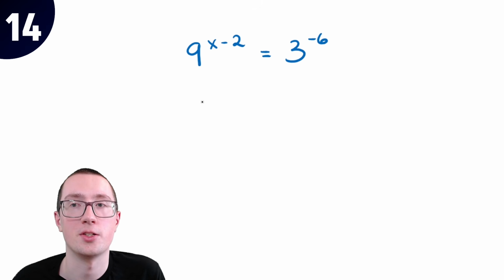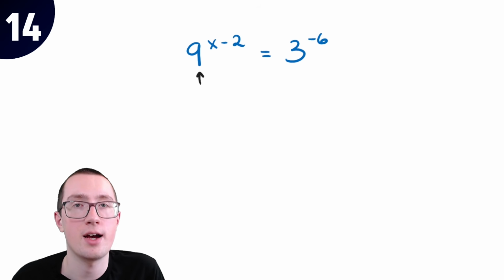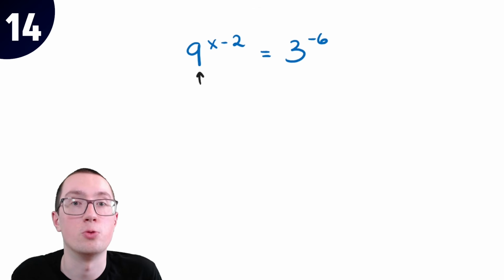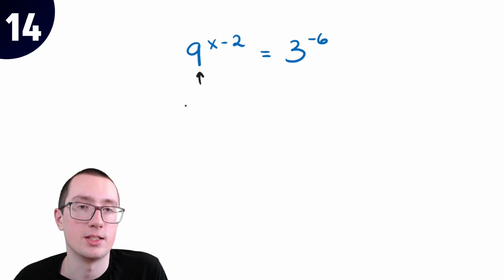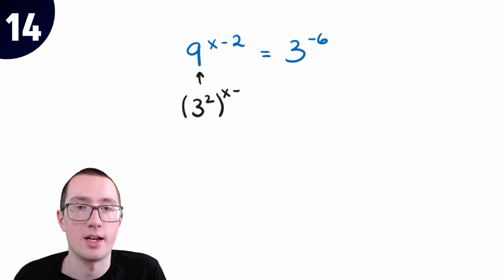So instead, what we can do is force the bases to be the same number. So let's think about the number 9 here, right? How can we turn the number 9 into the number 3 using exponents? Well, 9 is the same thing as 3 squared, because 3 times 3 is 9. So if we turn 9 into 3 squared and just leave everything else the same, then I'll show you how we can make these two bases the same.